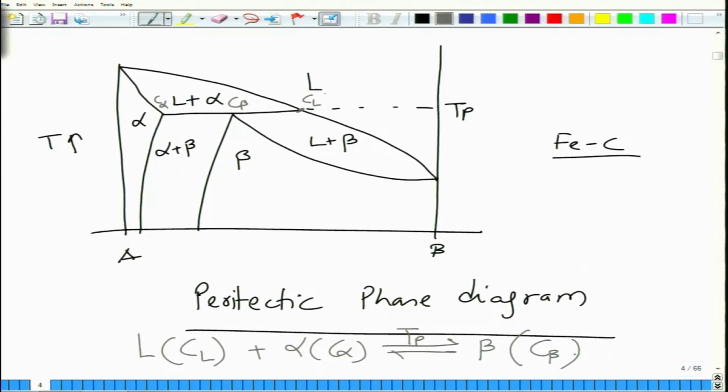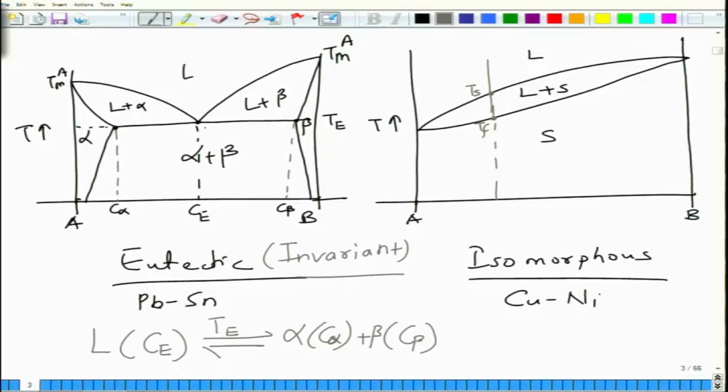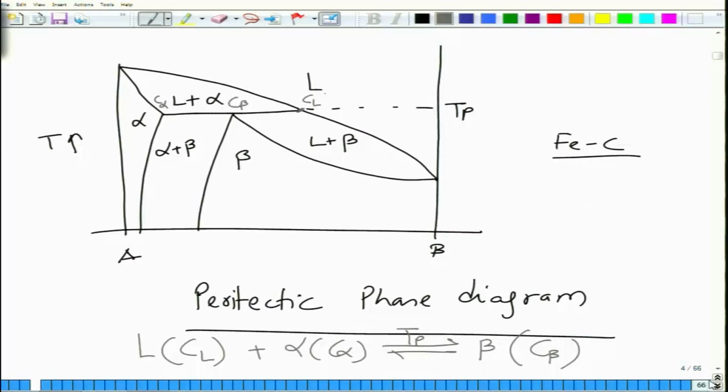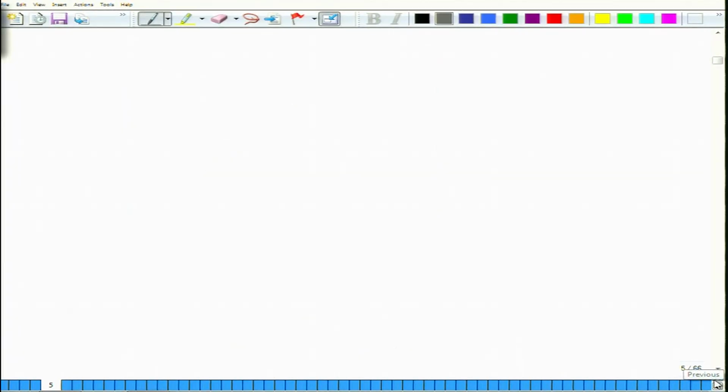One thing that you must note is that the composition of the beta phase here is intermediate between the liquid and solid compositions, whereas in the case of a eutectic reaction, the liquid composition is intermediate between the alpha and beta phase compositions. So this is an important distinction that you must draw between the two phase reactions. And then there were two other phase reactions that we talked about.